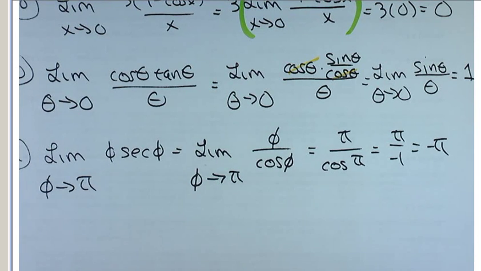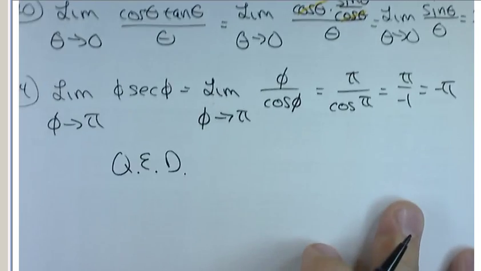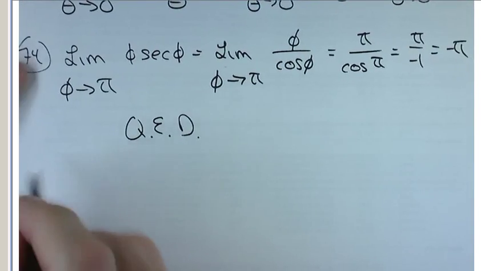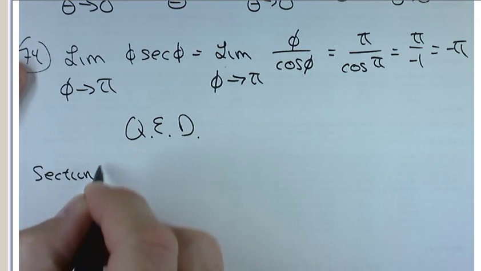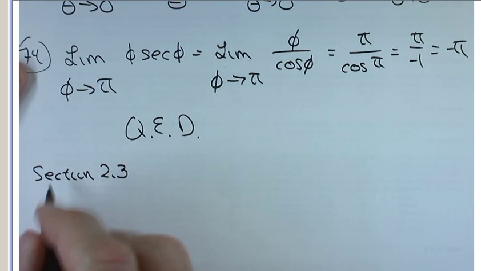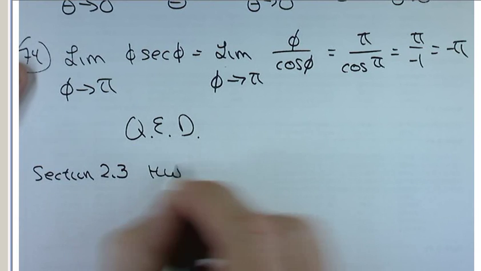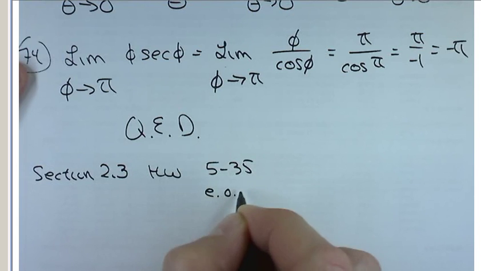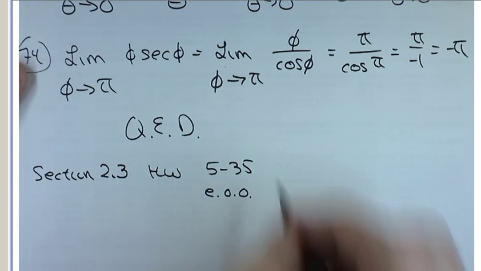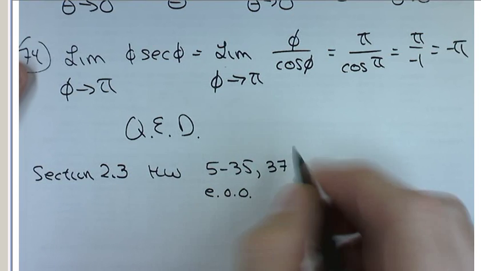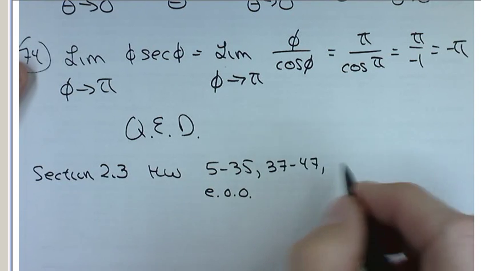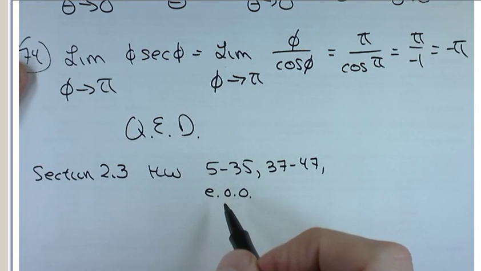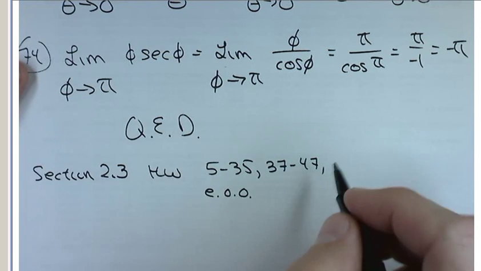Anything else for kind of the wrap up on section 2.3? We're looking good there? For homework, try 5 through 35, and I put a little note underneath here. EOO. I've never had a class yet that's missed figuring out what that is. Every other odd, yeah. That cuts down your homework tremendously. It's like do every fourth problem, basically. So every other odd, just for those.